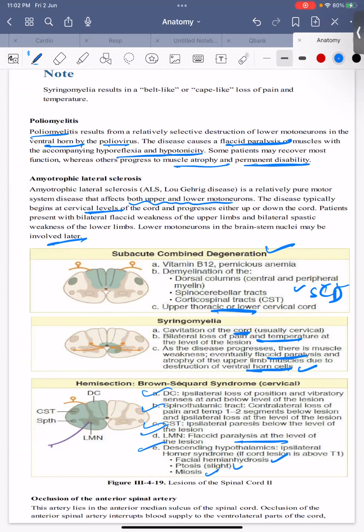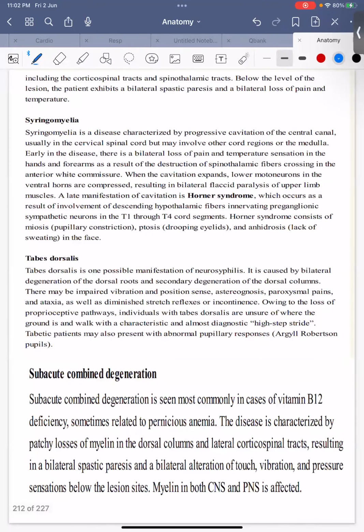Last is the occlusion of the anterior spinal artery. We know it interrupts the blood supply to the anterior ventrolateral parts of your spinal cord. So it involves the spinothalamic and the corticospinal tract. The patient will have spastic paralysis and bilateral loss of pain and temperature.